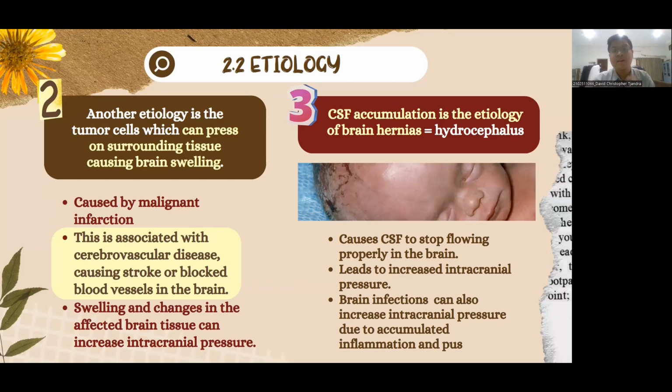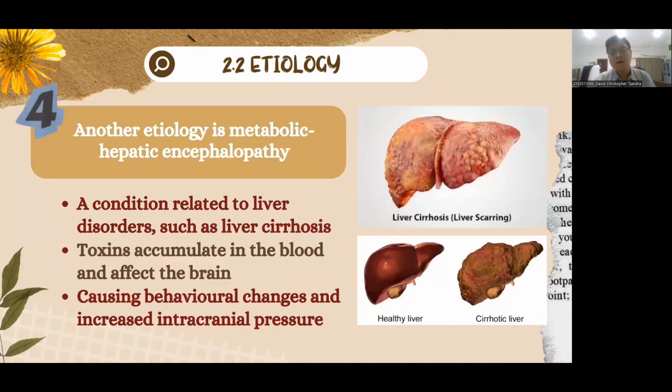CSF accumulation is also an etiology of brain herniation, which is hydrocephalus, causing CSF to stop flowing properly in the brain. It leads to increased intracranial pressure, and brain infections can also increase intracranial pressure due to accumulated inflammation and pus. Another etiology of brain herniation is metabolic hepatic encephalopathy, a condition related to liver disorders such as liver cirrhosis. Toxins can accumulate in the blood and affect the brain, causing behavioral changes and increased intracranial pressure.